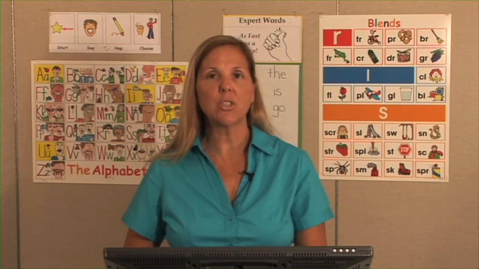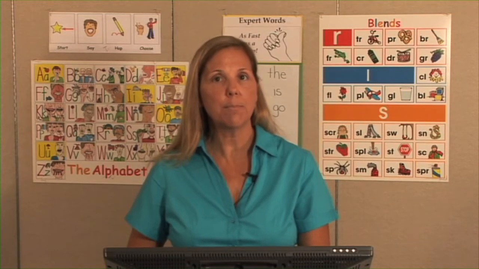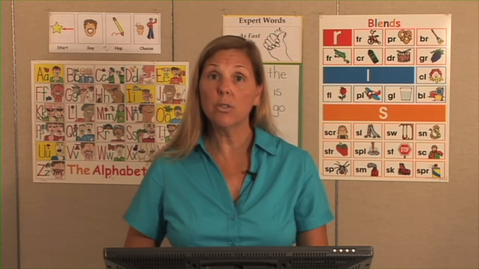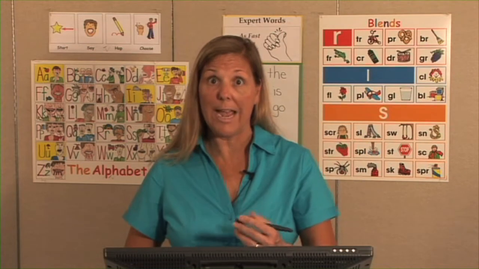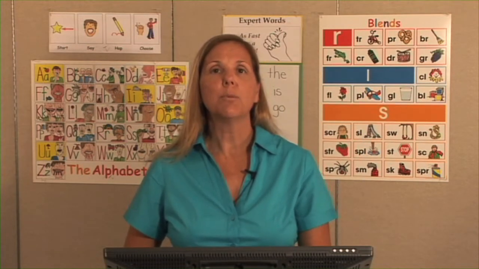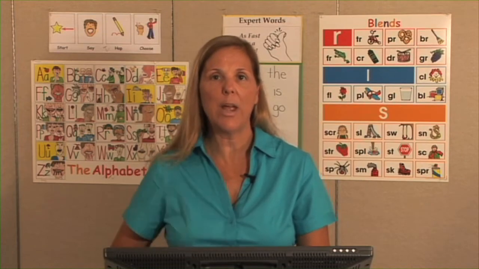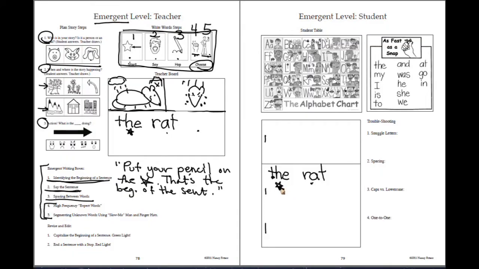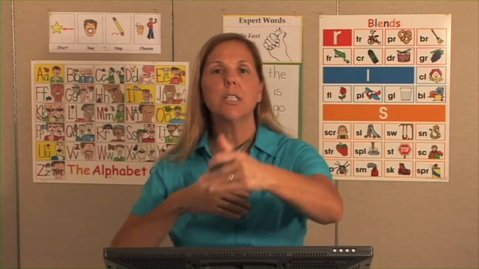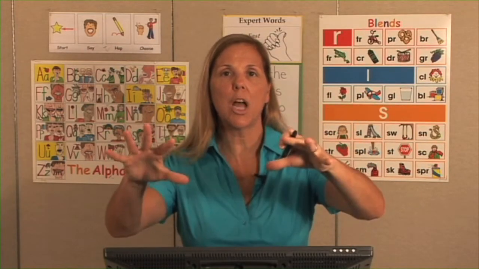Everybody, so the kids put their pencil on the star, and I just say the steps. If you need to model so that they can kind of watch you do it, do that. Ready? Put your pencil on the star. That's the beginning of the sentence. Say your sentence. The rat got wet. Hop. The rat got. So now you're watching the kids hop from one word to another, stopping.